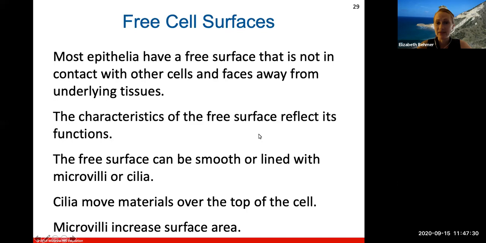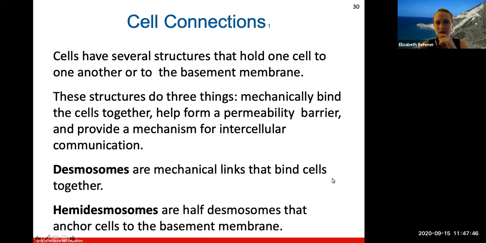It'll be the stratified squamous on the exterior part of your skin. The characteristics of the free surface reflect its functions. So the free surface will be smooth or lined with microvilli, which are little tiny out pockets in the intestine, or cilia, which are little tiny hairs that move materials on the top of the cell.